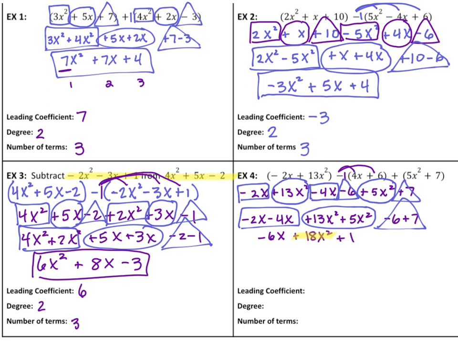Let's rewrite it in standard form. That 18x squared should come first. It does not need that plus in front of it. My x term will come next, so -6x, and then the +1 will follow at the end. So make sure you check that it's in standard form. Remember, that's just in order of degree. Now we can identify the leading coefficient as 18. The biggest degree is 2, and there are still only 3 terms in this.